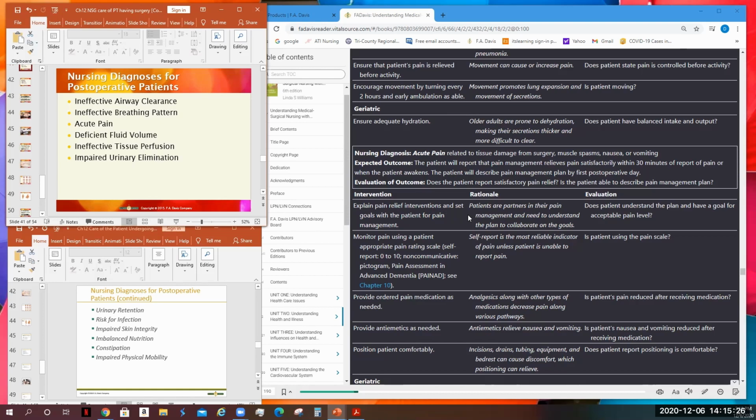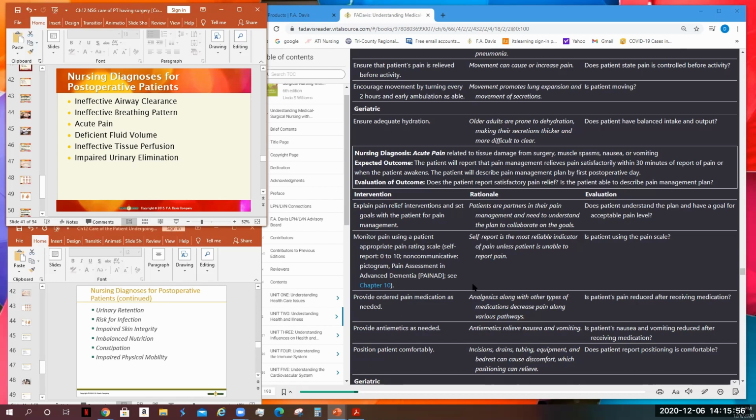Monitor pain using a patient appropriate pain rating scale: self-report 0 to 10; for non-communicative patients, you could use a pictogram; for pain assessment in advanced dementia, which is PAINAD, see chapter 10. Self-report is the most reliable indicator of pain unless the patient is unable to report pain. Is the patient using a pain scale?